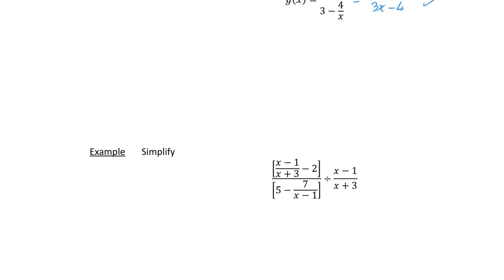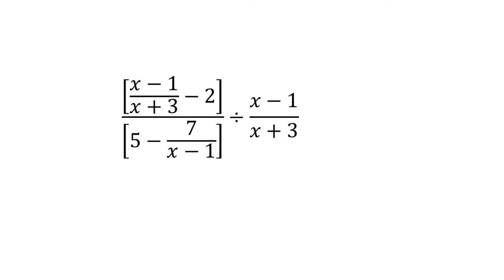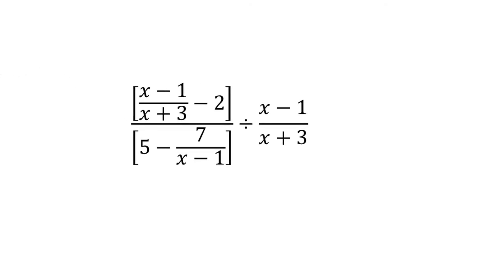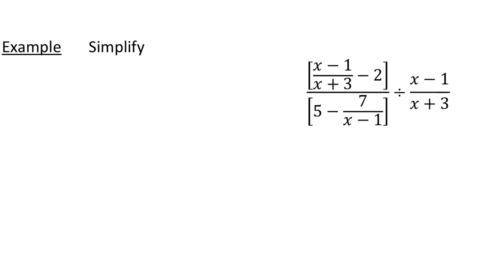Okay, next one. It says simplify. And we've got to simplify this whole thing. So we have got a fraction minus 2 on the top line, and 5 minus an algebraic fraction on the bottom line here, and then divided by x minus 1, x plus 3, right? Let's just get cracking. This is not pretty.